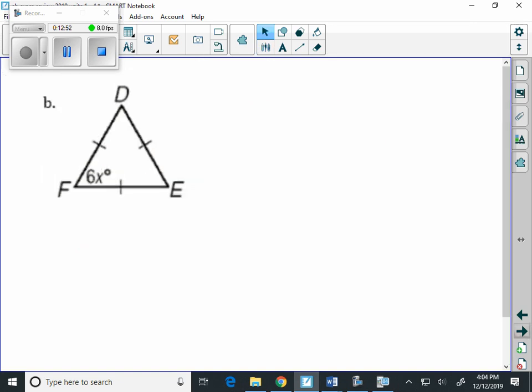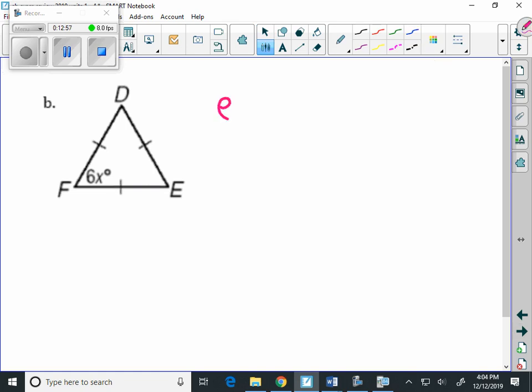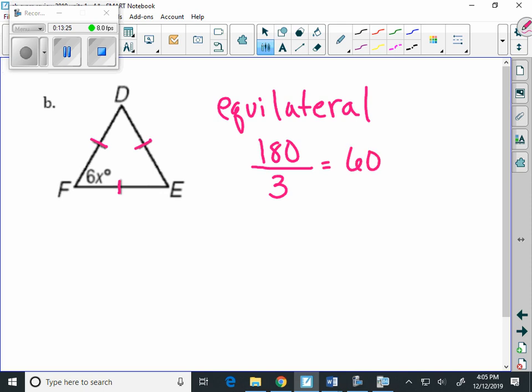Look at letter B. Letter B, this particular triangle, EQUI, is an equilateral triangle. We see that each side length has the same value. And remember that in a triangle we have 180 degrees. And if all three sides are the same length, then all three angles are the same measure. So if we take 180 degrees and we divide it by 3, we get 60.